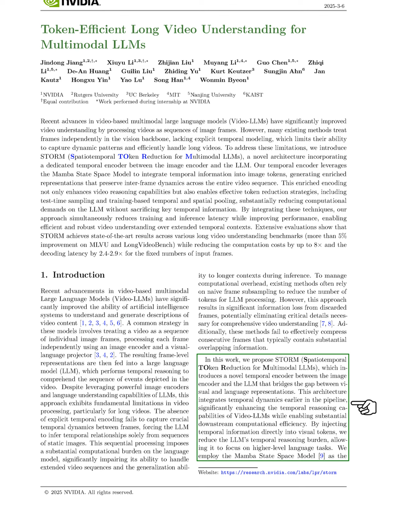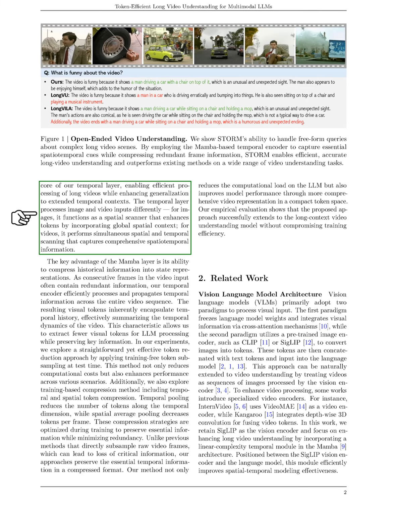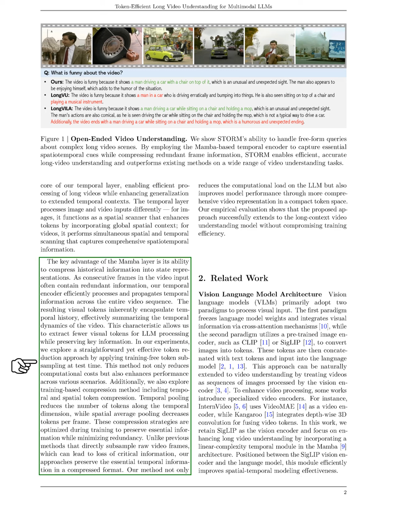We utilize the Mamba state space model as the foundation of our temporal layer, which allows for efficient processing of long videos and improves generalization to longer timeframes. This temporal layer treats images and videos differently. For images, it enhances tokens by adding global spatial context, while for videos, it captures both spatial and temporal information simultaneously. The Mamba layer's key benefit is its ability to compress past information into state representations, efficiently processing and sharing temporal information across the video sequence.